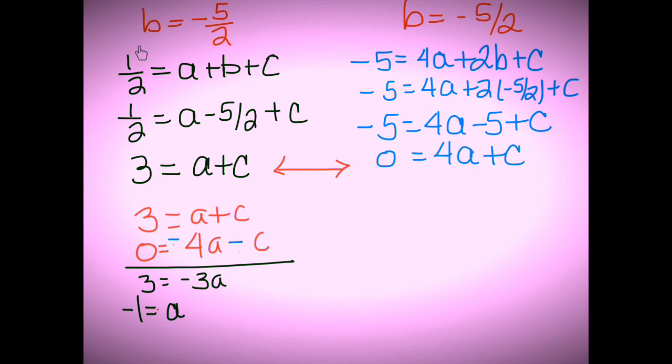Here we take b is equal to -5/2, and we substitute it in. We do the same thing over here. B is equal to negative 5 over 2, and we substitute it in for our equation. We're going to take those two and bring them together. We're going to multiply the second one by negative 1 so that we can eliminate a variable. We get down to 3 is equal to negative 3a. We divide both sides by negative 3, and now we have another variable, which is a is equal to negative 1.